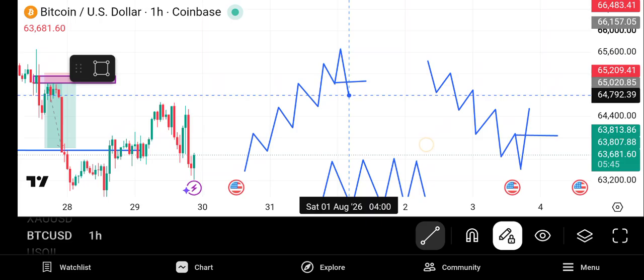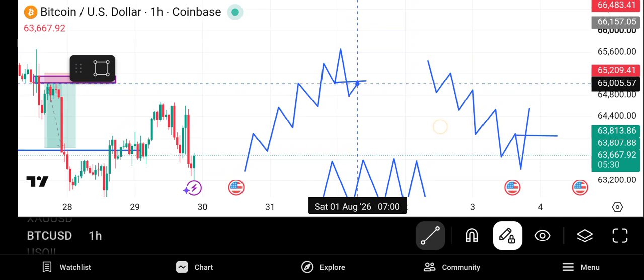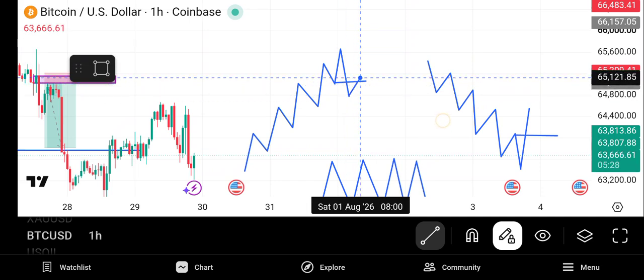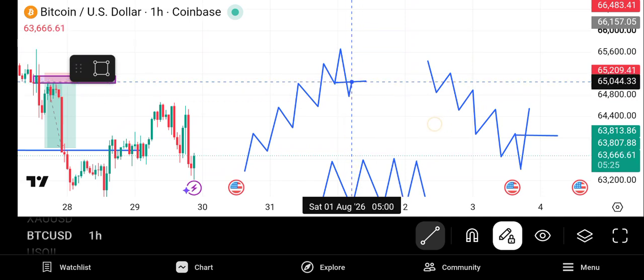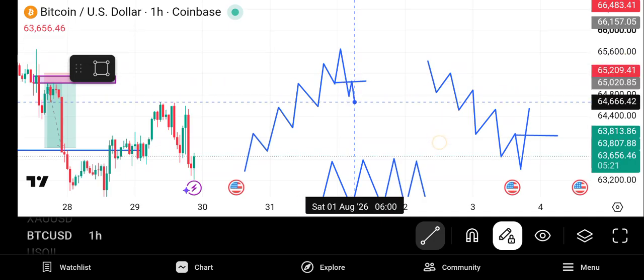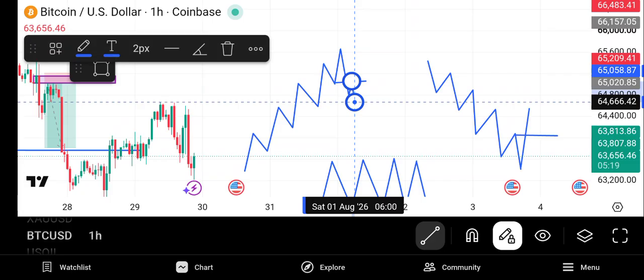Alright, so if you want a video for the continuation concept, which will make use of a multiple break of structure, a double break of structure, you can let me know in the comment section. Alright, so now the inducement part of the strategy is when the market will pull back and then close slightly above the candle that causes the market structure shift.